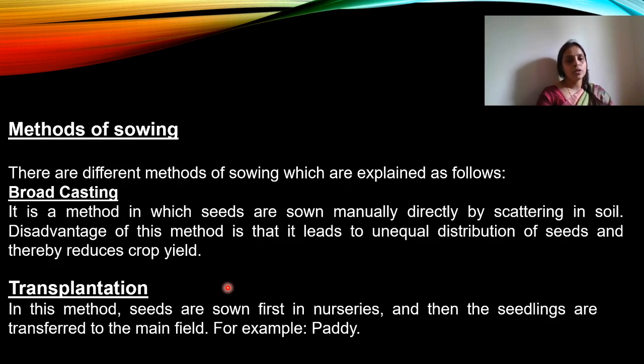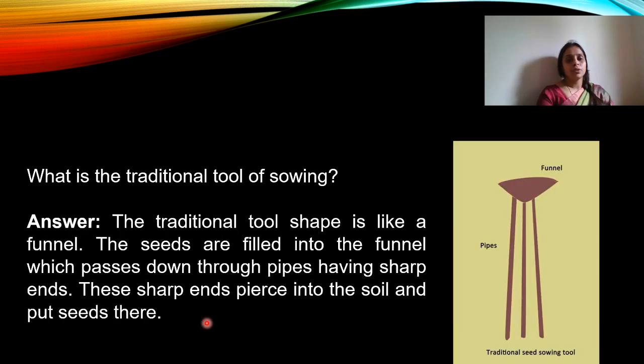Coming to the methods of sowing, like broadcasting. It is done where the seeds are sown manually, directly by scattering in the soil. The main disadvantage of this is that there's unequal distribution. We can expect overcrowding of seeds somewhere and no seeds at a particular place. So this results in reducing the crop yield. The other method is transplantation. In this, the seeds are sown first in nurseries and then the seedlings are transferred to the main field. For example, paddy.